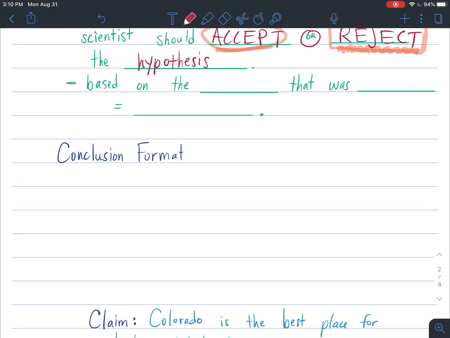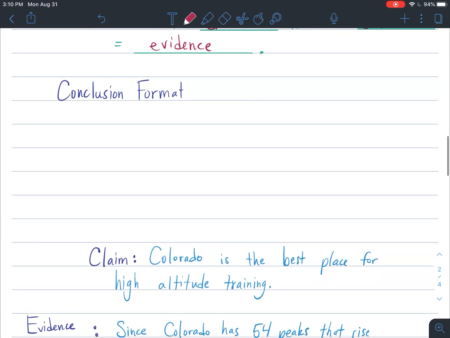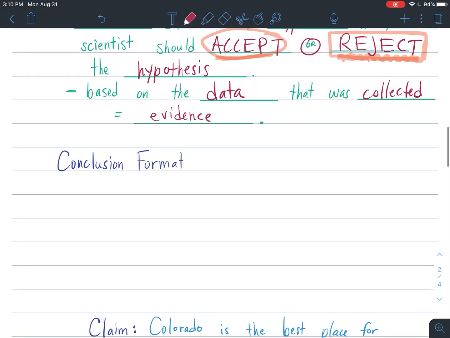Now, all of this is going to be based on the data, like I said. It's based on the data that was collected. The data that's collected is what we call our evidence. So whenever you write a conclusion, you must include a few things. Our conclusion format here is that you must start with your claim. And remember, the claim from our green circle portion of our unit is just that one sentence that is debatable. So this is going to be debatable.